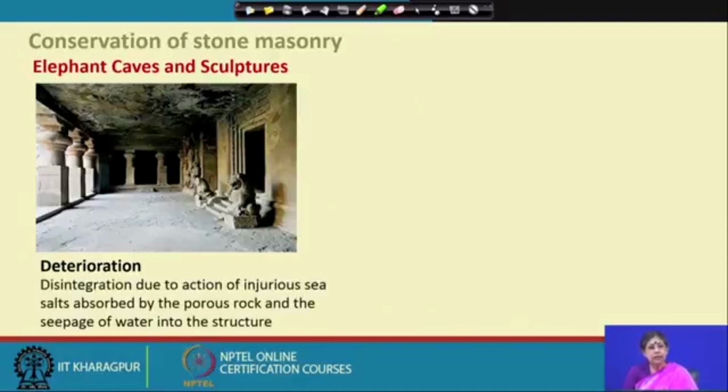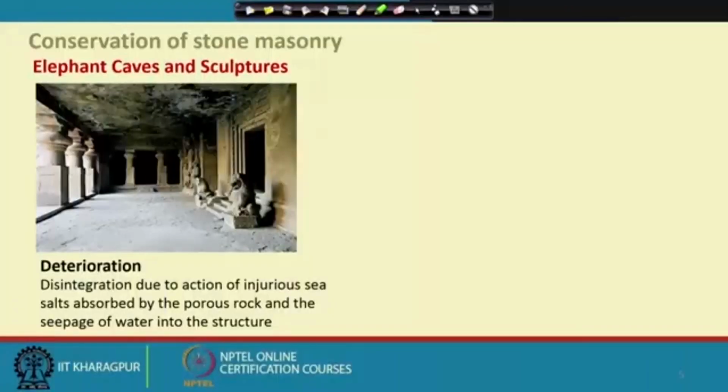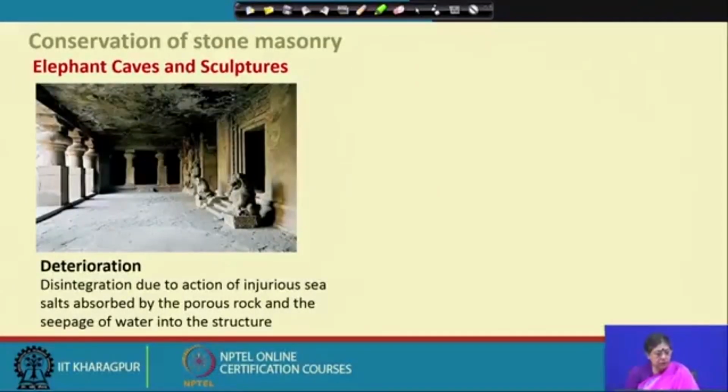It is a disintegration due to the action of injurious sea salt. You see the location, close to the sea, most of the time it is the same. Mahabalipuram, Elephanta Caves, Konarak, all of these have problems due to the salinity in the water and air. So, disintegration due to the action of injurious sea salts absorbed by the porous rock and the seepage of water into the structure. The water is coming through the top of the structure, and that was creating the problem.